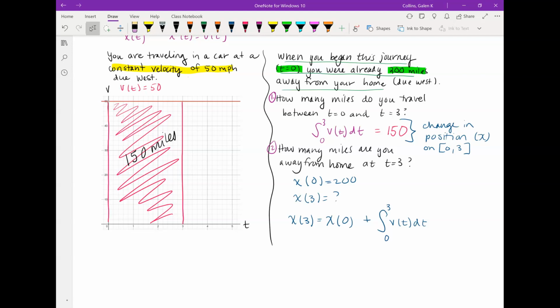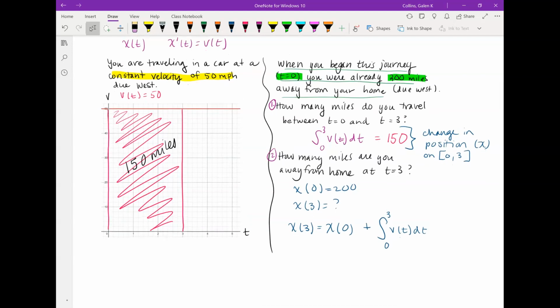In Unit 5, all we knew how to do was to do this using the graph, finding the area between the curve and the x-axis. We now know from section 6.1 how to do this using calculus and the antiderivative. So we know that we're really adding 150 to 200, and that we should get that x of 3 is 350. But that's not really my main concern here.